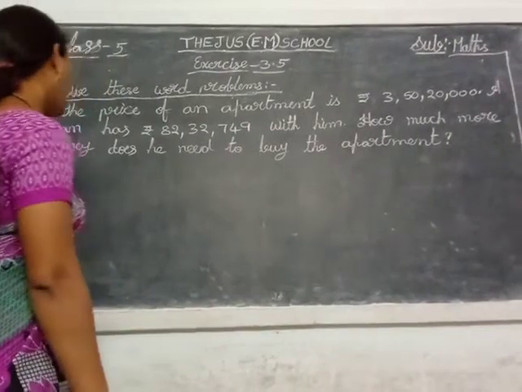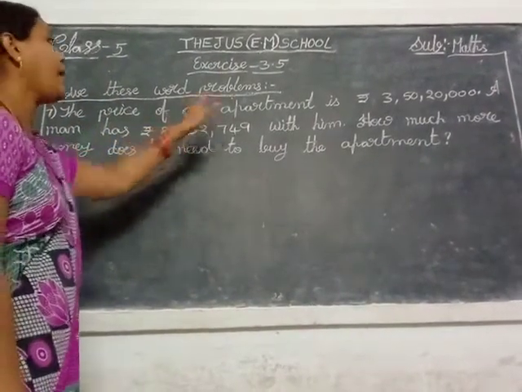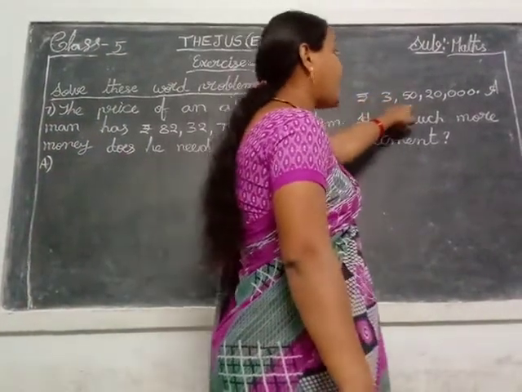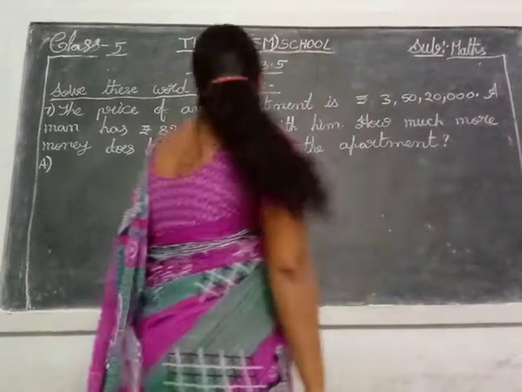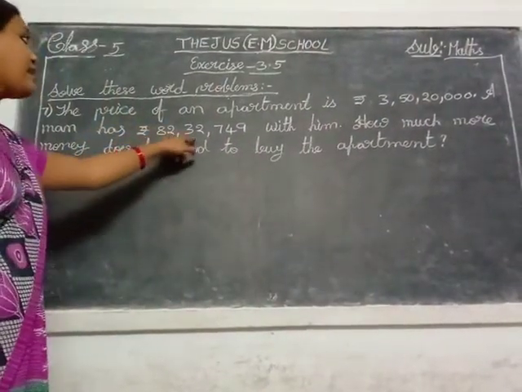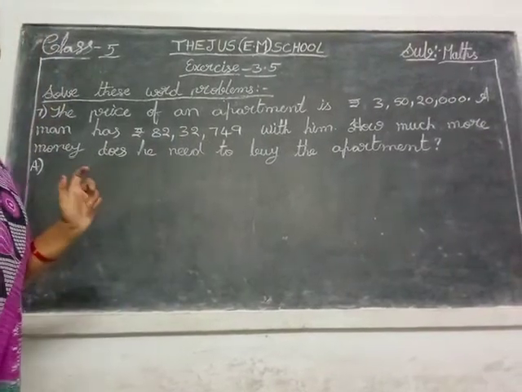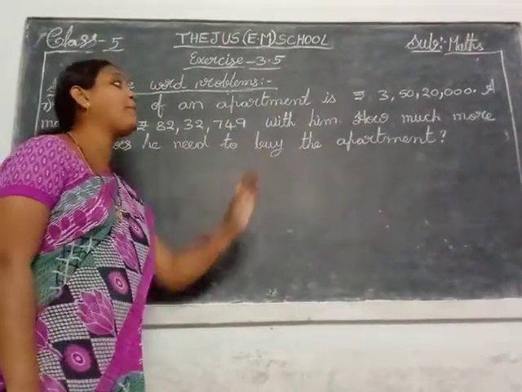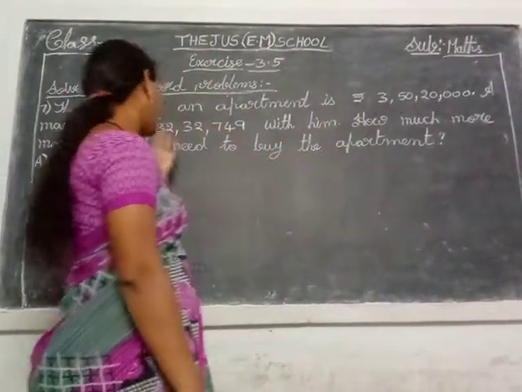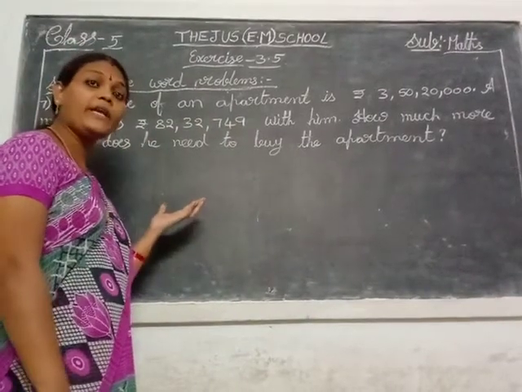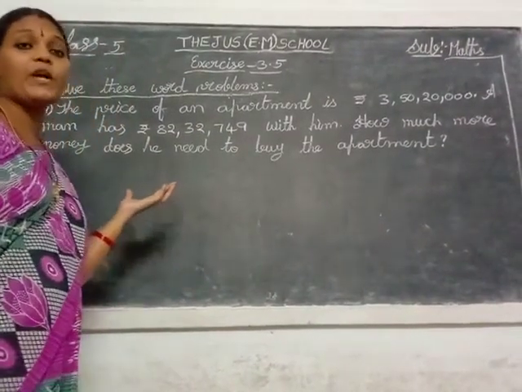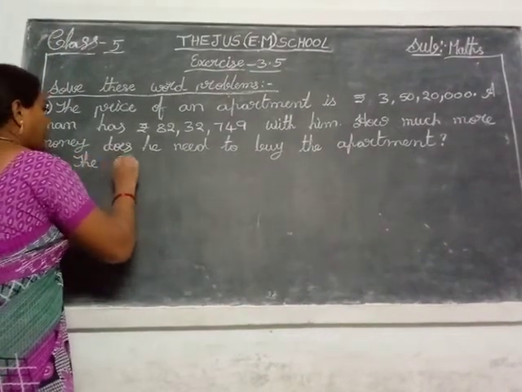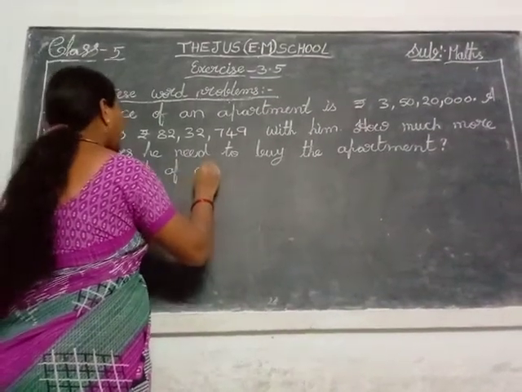Okay children. Next see our word problem. The price of an apartment. You know the apartment children. So that apartment cost is 3 crores 50 lakhs 20,000. Okay. A man has 82,32,749 rupees. So how much more money does he need to buy the apartment? So here 3 crores but here only 82 lakhs. So how much more money does he need, children? You find out that much money now. So right here, the cost of an apartment.